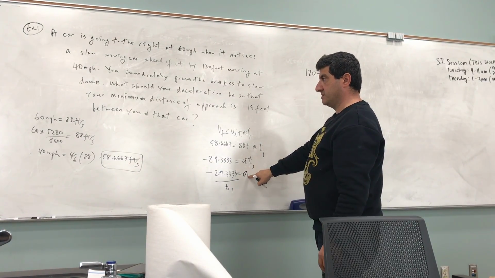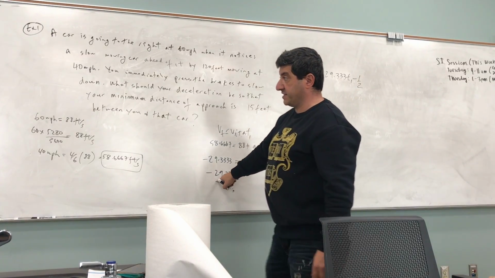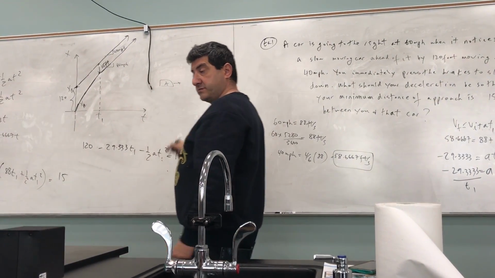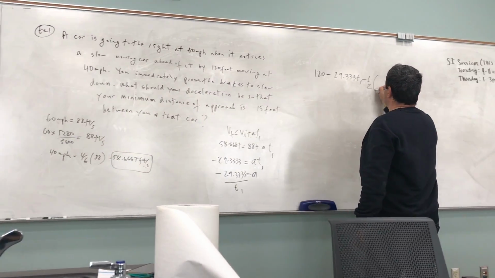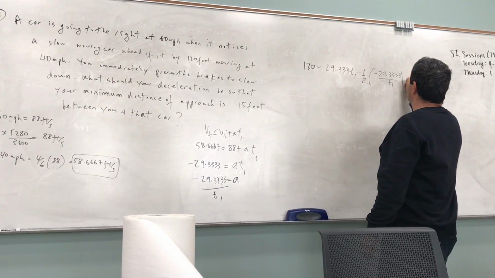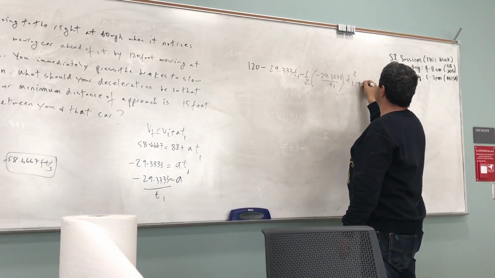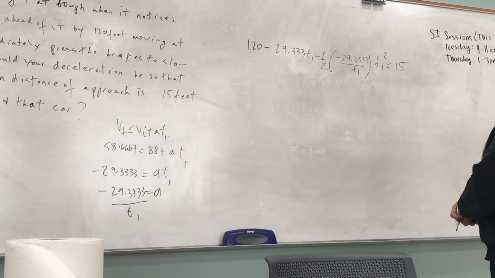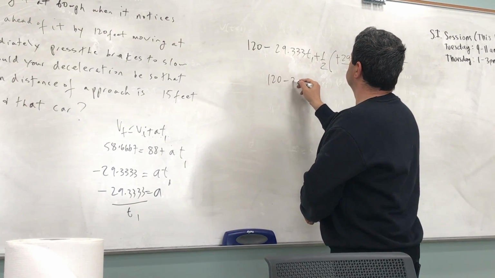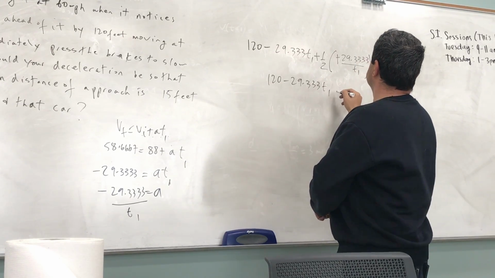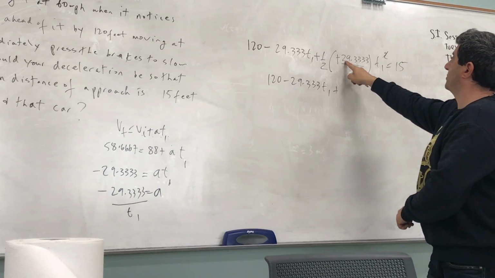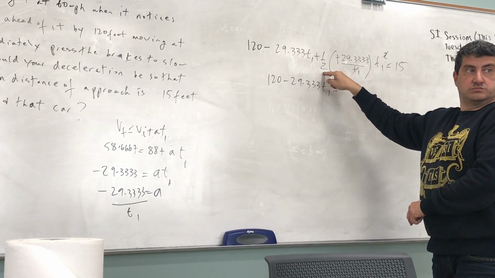Then A is gonna be, oh, then there's another negative here, right? There's a negative there, then there's a negative there, right? So negative half, and then this A is gonna be negative 29.3333 over T1 times T1 squared. And the two negatives cancel. And then T1 cancels with T1 squared, then 29 over 2, right?